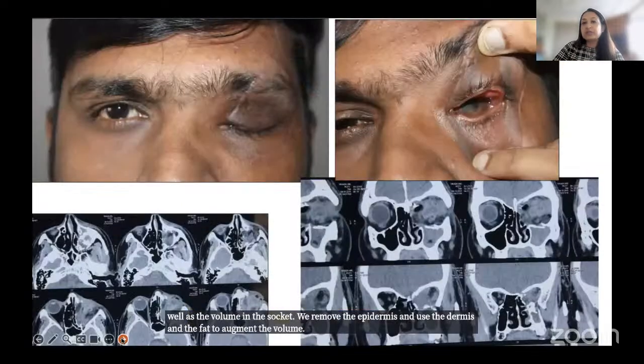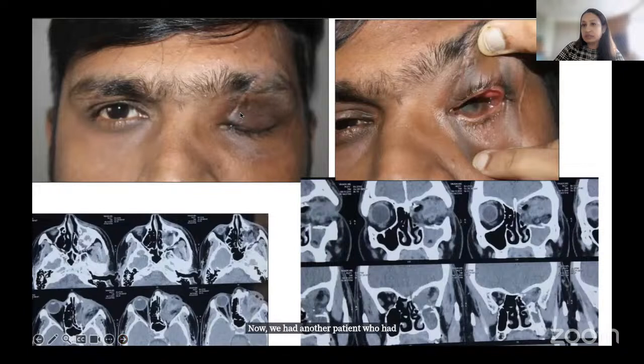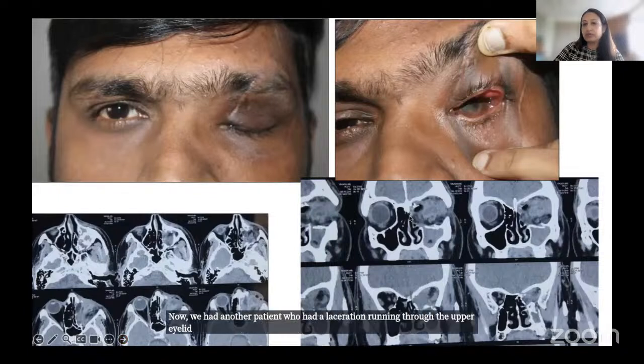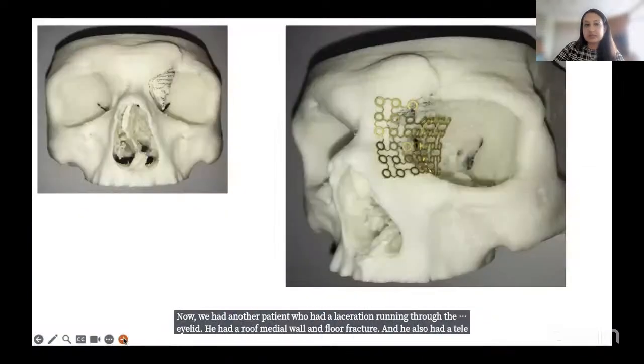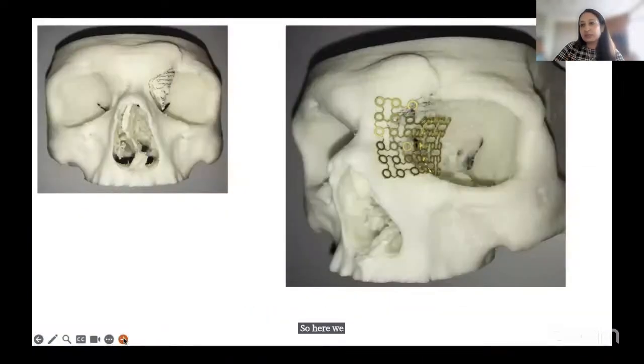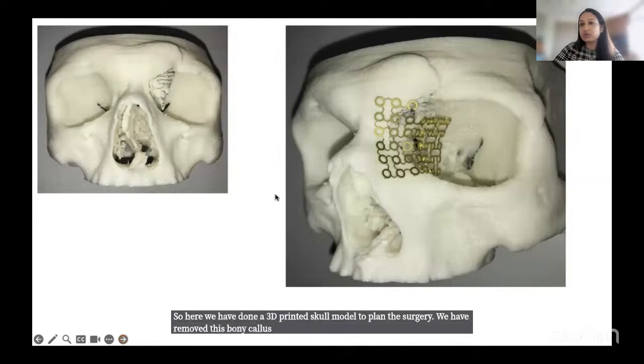Now we had another patient who had a laceration running through the upper eyelid. He had a roof, medial wall and floor fracture. And he also had a telecanthus. So here we have done a 3D printed skull model to plan the surgery. We have removed this bony callus and pre-contoured a titanium mesh.